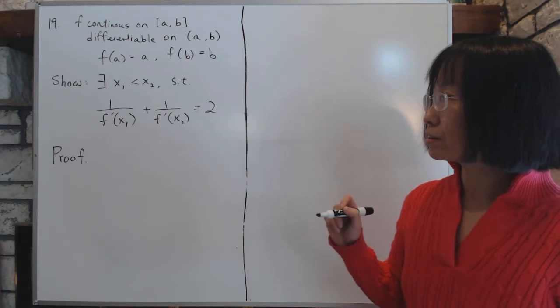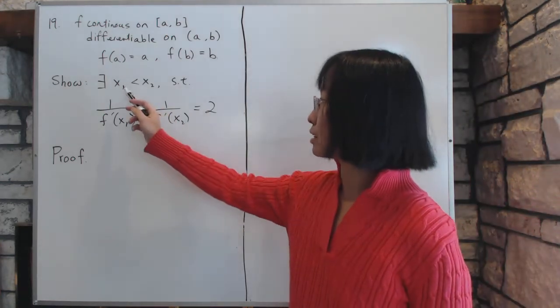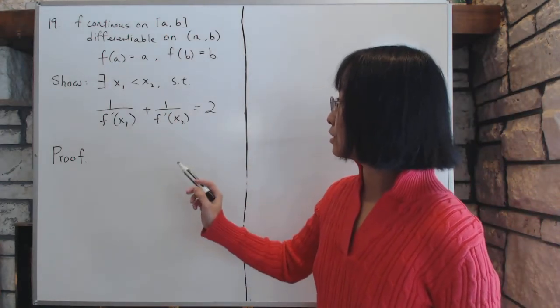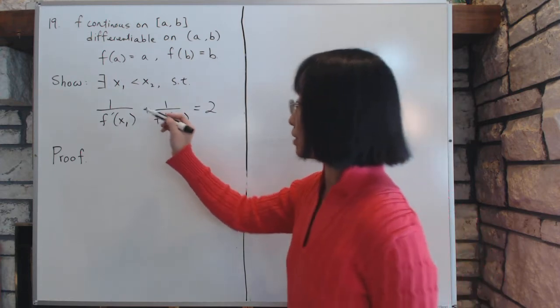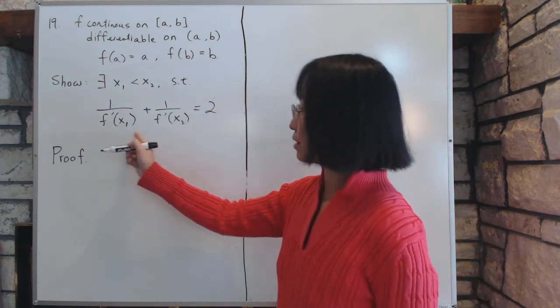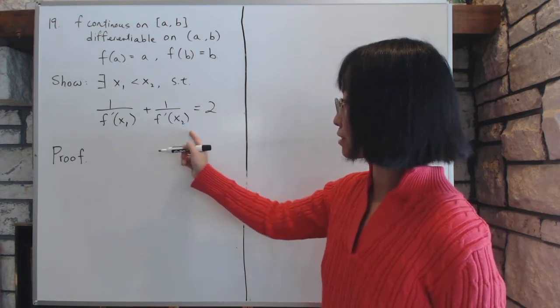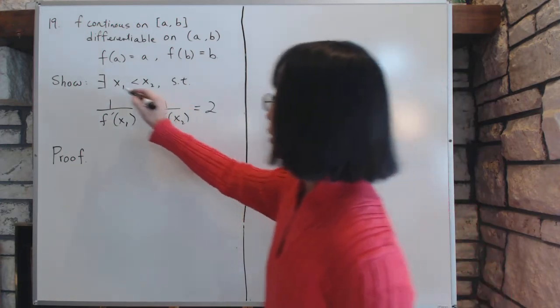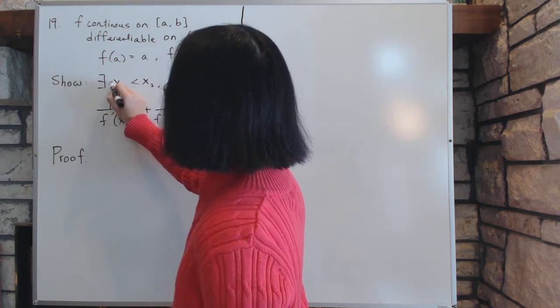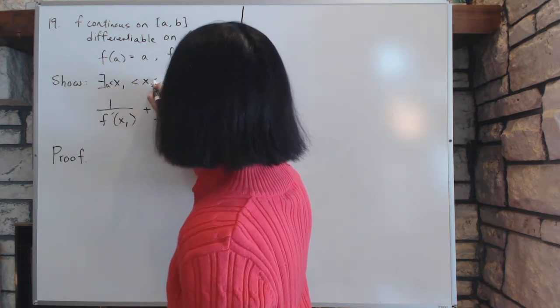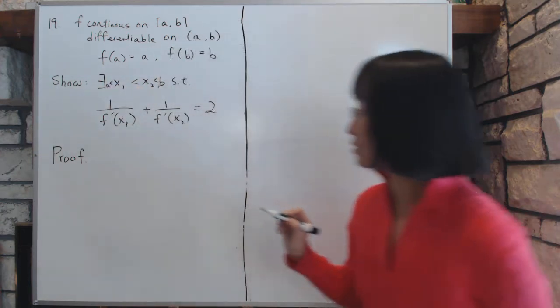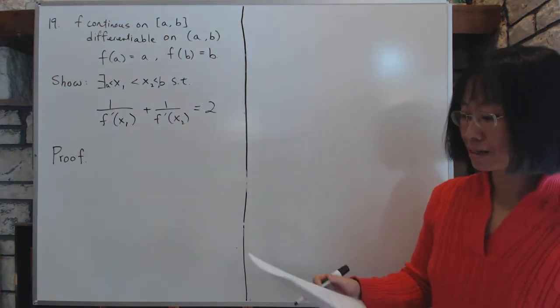Now, we are supposed to show there exist two distinct points, x1 and x2, inside (a, b), such that 1 over f prime of x1 plus 1 over f prime of x2 equals 2. And remember, these are not a or b. That's the condition. So we have distinct points.